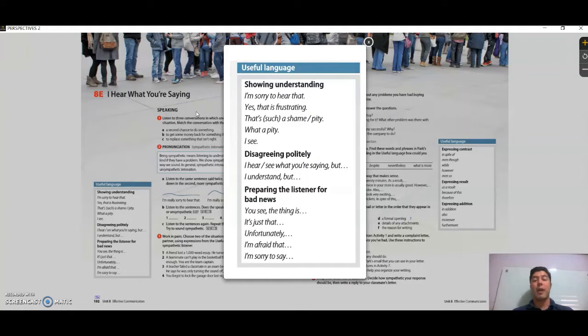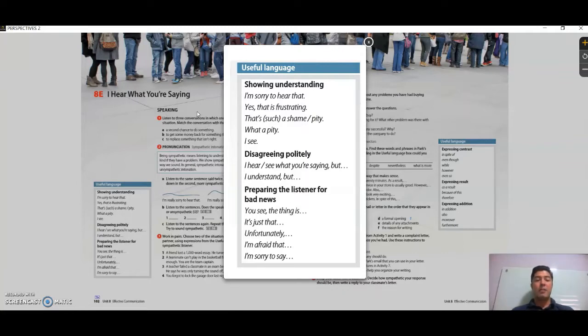I'm sorry to hear that. May I help you? Do you need something else? Is there something that I can do for you? Etc. We can use a lot of things to show interest. Then we have, yes, that's frustrating. It's very similar. We're just making the same point, that the message is frustrating, the same as the person who is sharing the conversation with you.